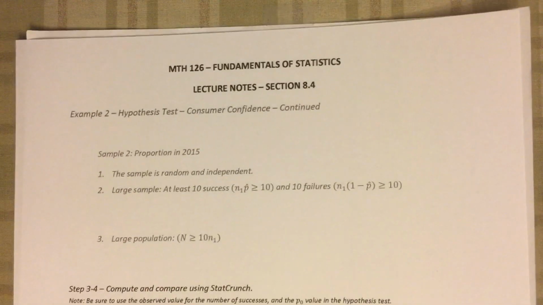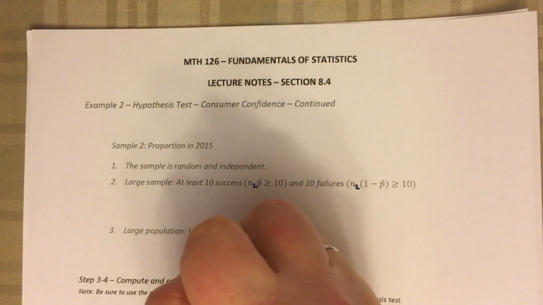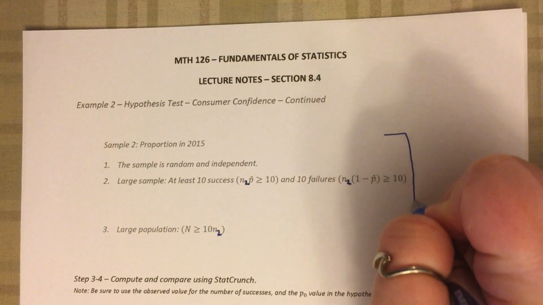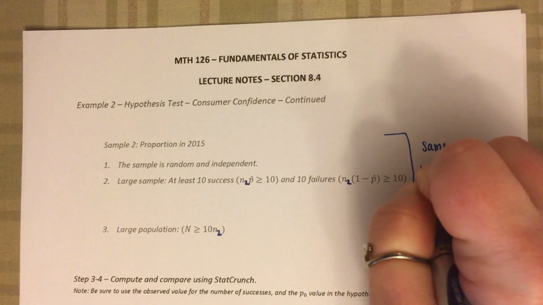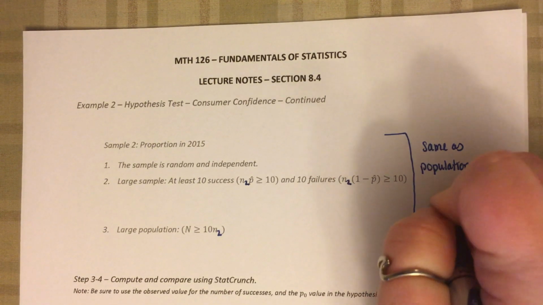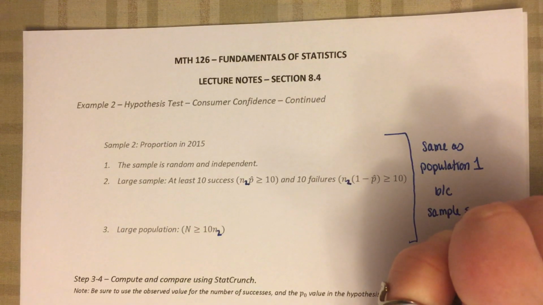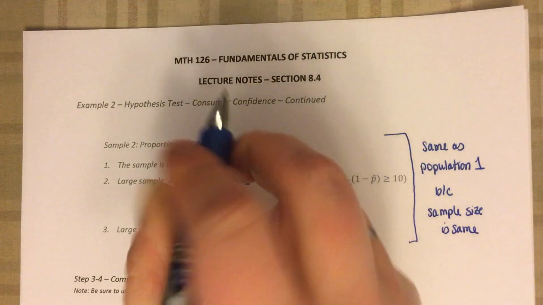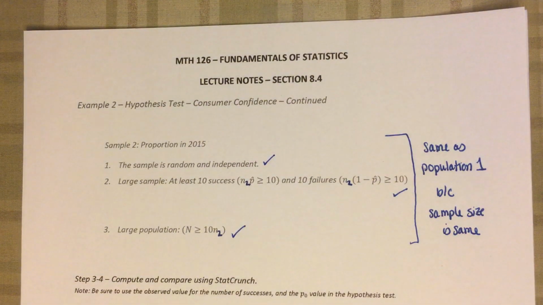In our next one, these should all be N2s. But if we look, these are actually going to be the exact same as population 1 because our sample size is the same. So we don't need to recheck these since they all worked for our first population. They will also work for the second population.